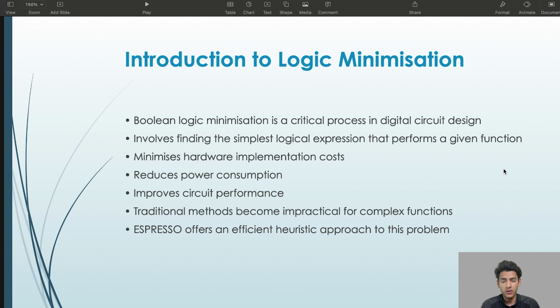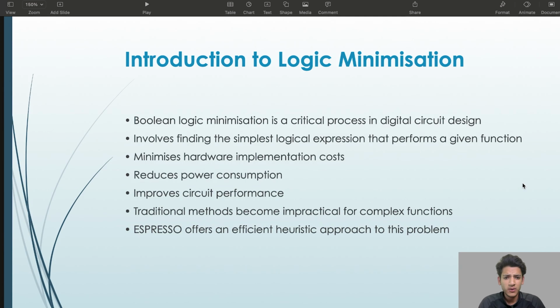This reduction not only minimizes the physical size of the circuit but also decreases power consumption and increases overall speed. In short, Boolean minimization is about optimizing hardware so that modern systems can perform reliably while remaining cost effective.